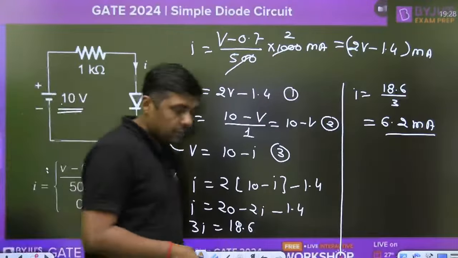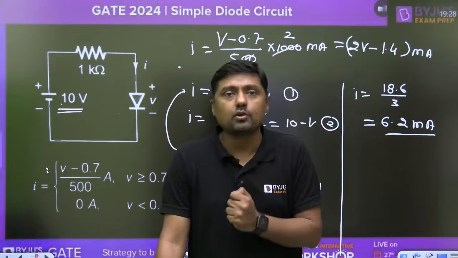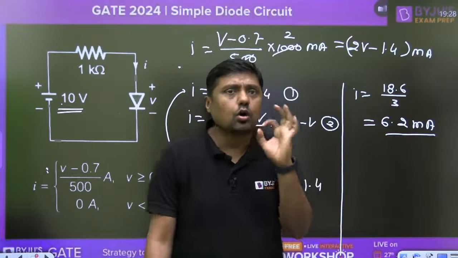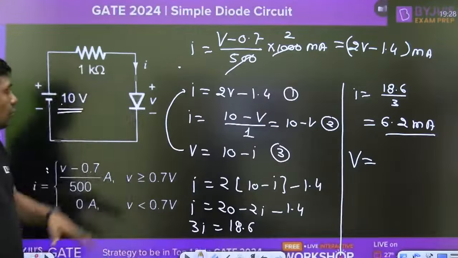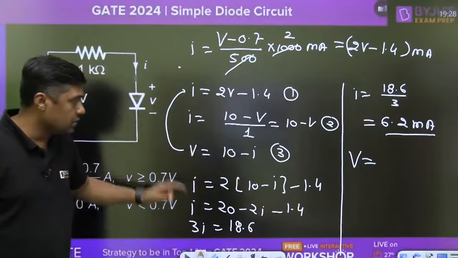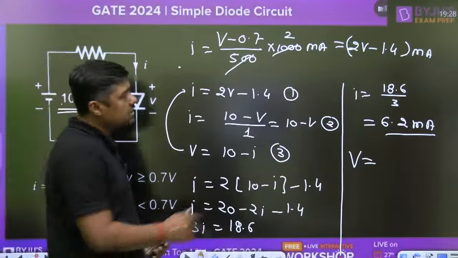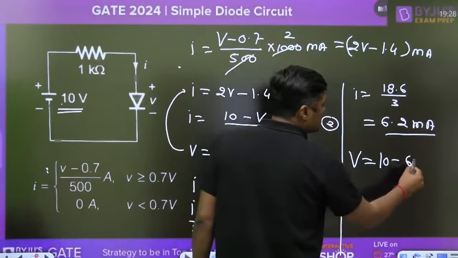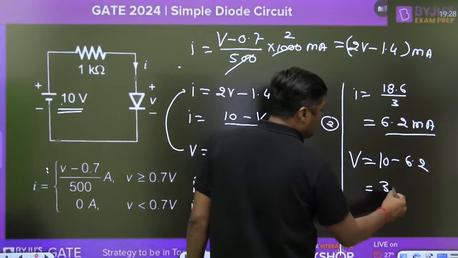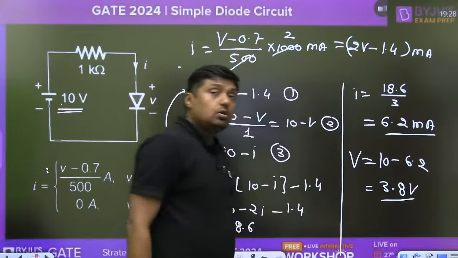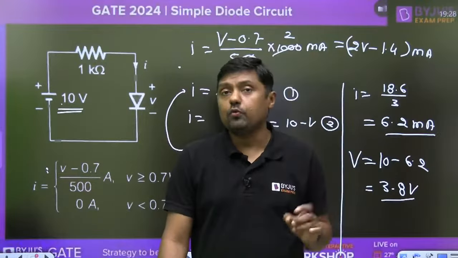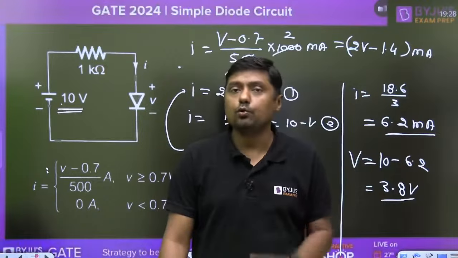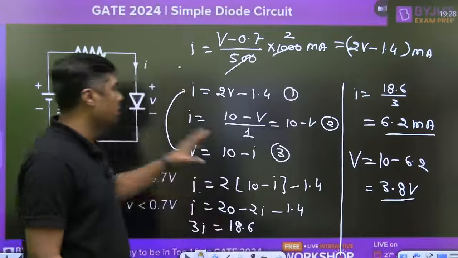Now tell me, what is the drop across the diode in this case? Normally we say only 0.7 volt is the drop across the diode. But in this case, what is the drop across the diode? If it is asked, this V is the drop across the diode. So what is the V here? 10 minus I. What is the value of I? 6.2. 10 minus 6.2 is 3.8. The drop across the diode is not 0.7, guys. It is 3.8 volt, very high voltage across the diode. Okay, 3.8 volt is the drop across the diode.